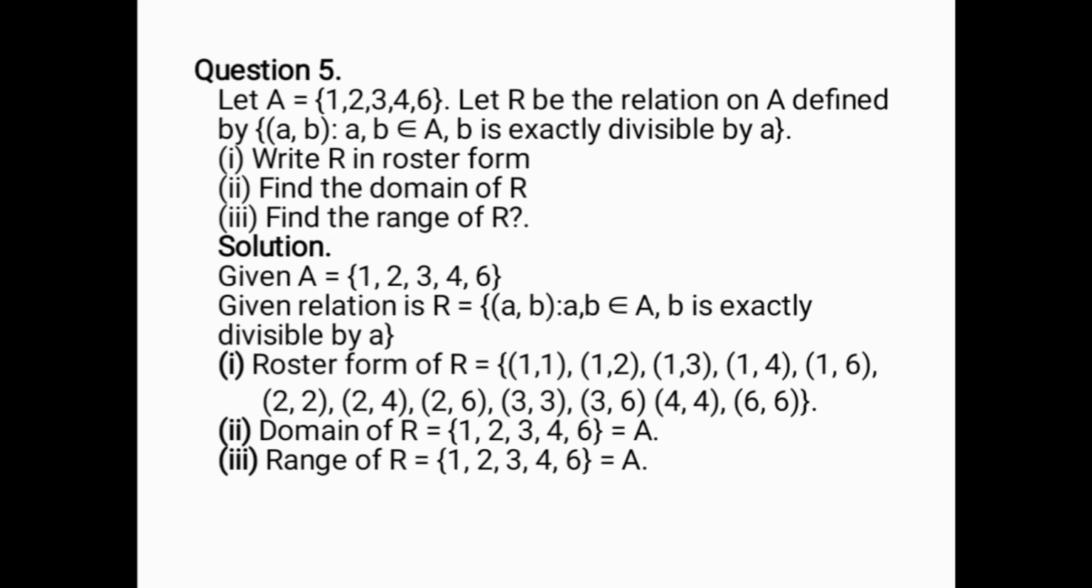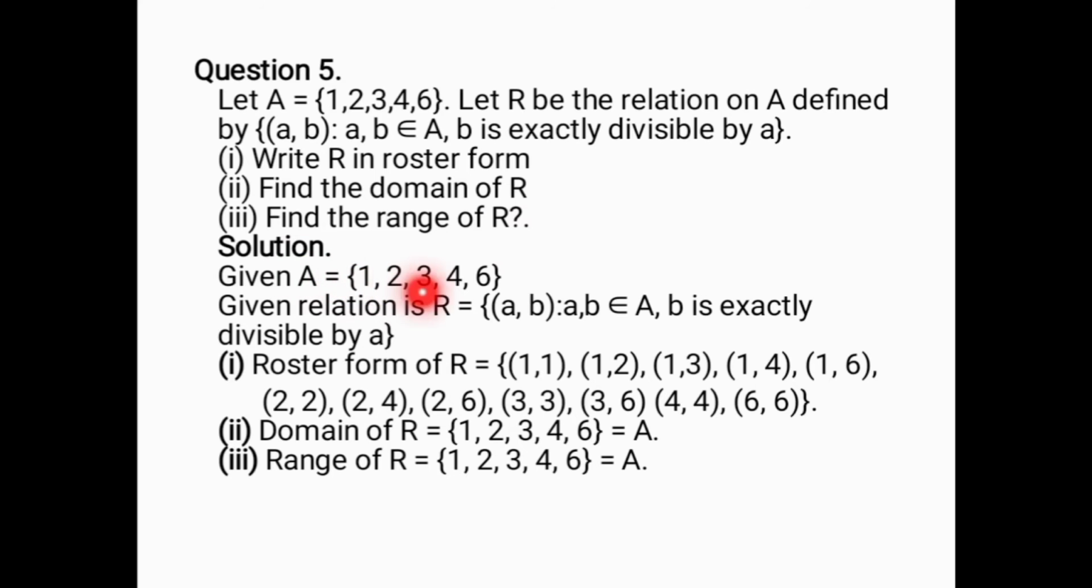Question number 5. Let A equal to {1, 2, 3, 4, 6}. Let R be the relation on A defined by (a, b) belongs to A, b is exactly divisible by a. So this is the condition: b is exactly divisible by a. Write R in roster form. Find the domain of R. Find the range of R.